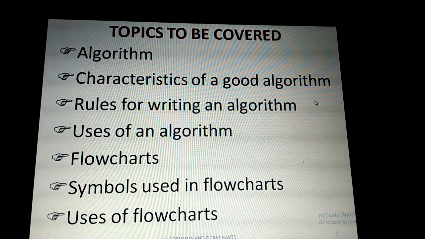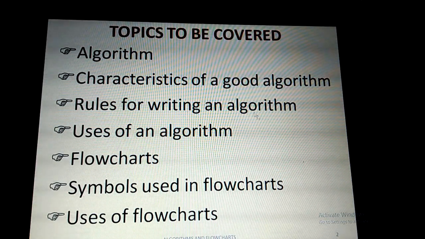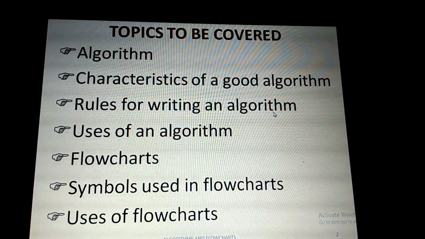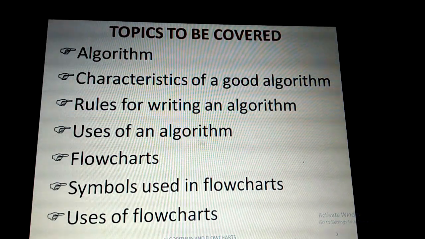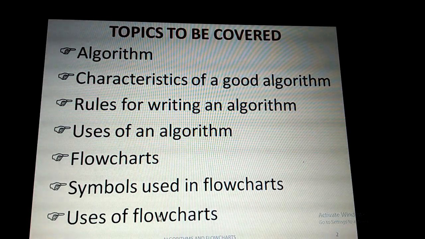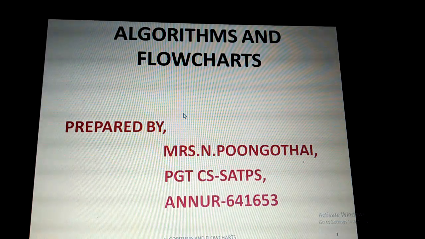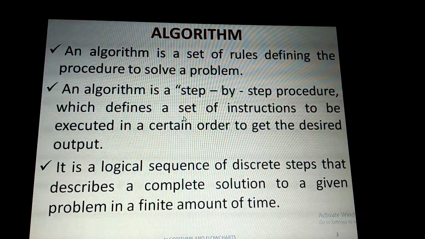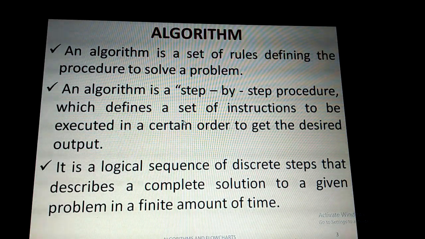Today we are going to cover algorithm, then characteristics of a good algorithm, and then rules for writing an algorithm, then uses of an algorithm, then flowcharts, symbols used in flowcharts, then uses of flowcharts. So these are the topics we are going to cover under this chapter called Algorithms and Flowcharts. So let me move on to the first topic called algorithm.